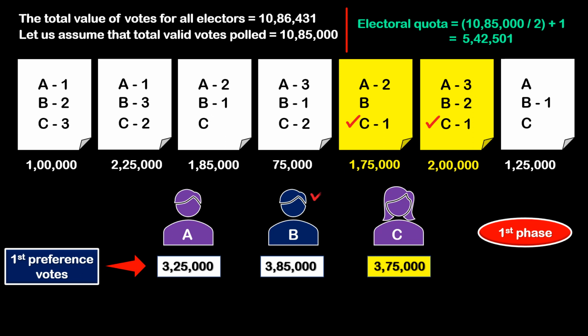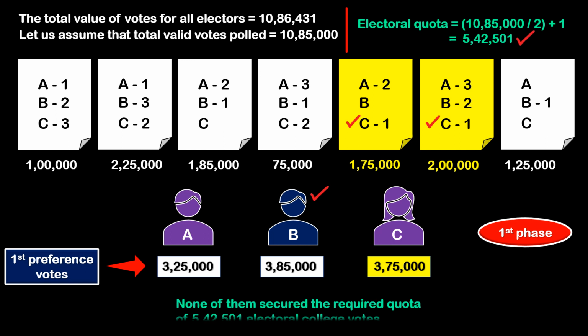So in the first phase, candidate B is leading. Had it been a general election, candidate B would have been declared the winner as he has secured the majority. But in the case of a presidential election, it is necessary to secure the fixed electoral quota to win. Since none of the candidates secured the required quota, we will enter the second phase.